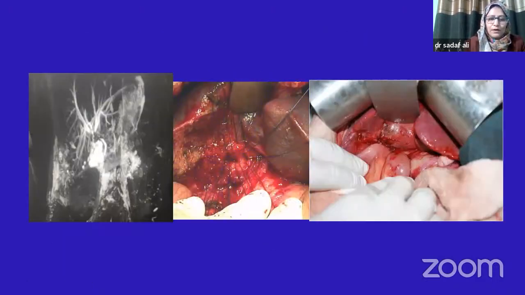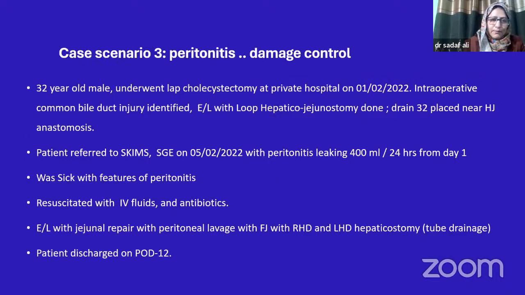This is how the MRCP of this patient looked. The hilum was intact. There was a suspicion of a small fistula connecting to the duodenum, which was actually there, which was taken down, and a big hepaticojejunostomy was performed on this patient.